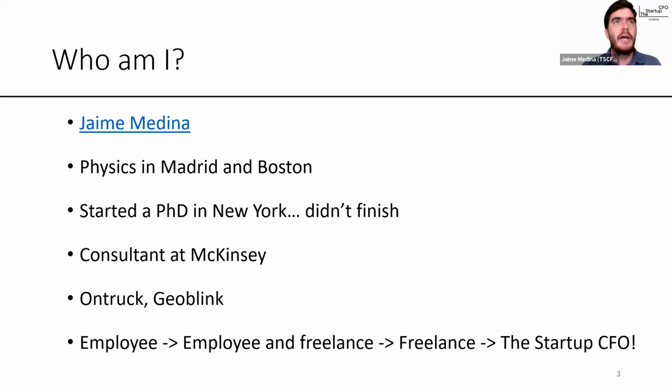So first of all, who am I? I'm Jaime. I studied physics between Madrid and Boston. Started a PhD in biophysics, but as you can see, I've changed my area of expertise a lot with time. I was a consultant at McKinsey and Company in Madrid for about 2 years. And then is when I joined startups for the first time, 2 startups in Madrid, On Track and Juggling, having positions in finance.